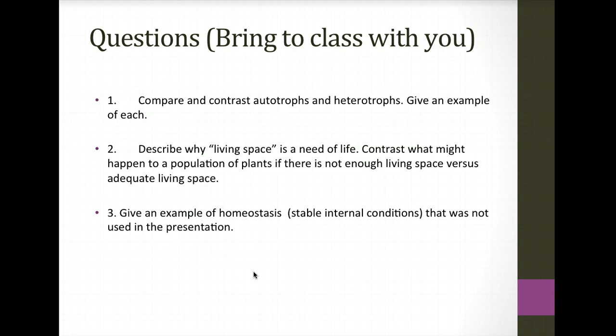Describe why living space is a need of life, and contrast what might happen to a population of plants in two situations. One situation where there's not enough living space, so what's going to happen to those plants, and another situation where there is enough living space. What is going to be the difference in those two situations? And then the third question I need you to bring back to class is find an example of homeostasis or stable internal conditions that was not used in this presentation. So find another example of homeostasis besides your body becoming too hot and you sweating to cool it down and regulate that temperature. All right?